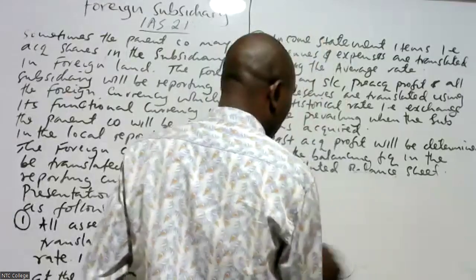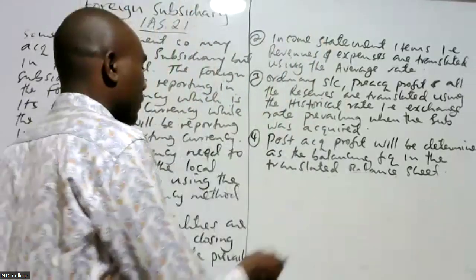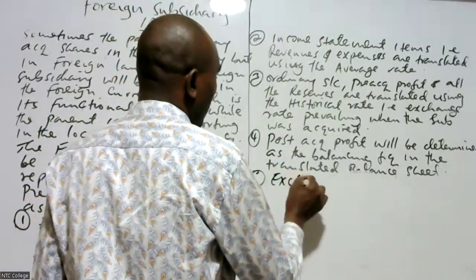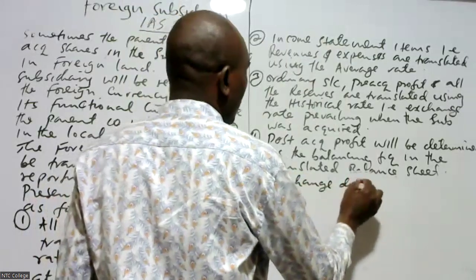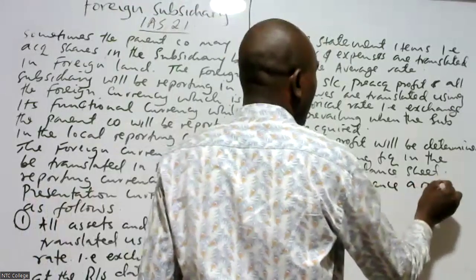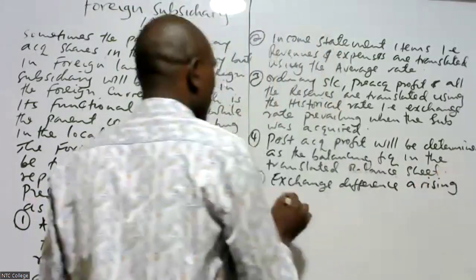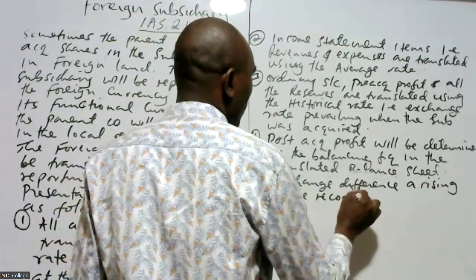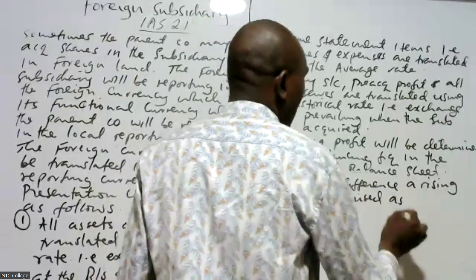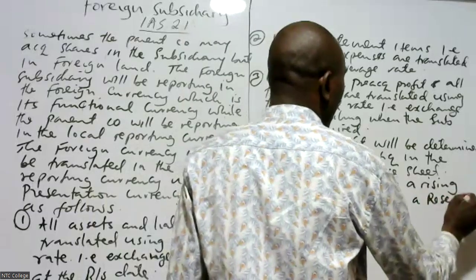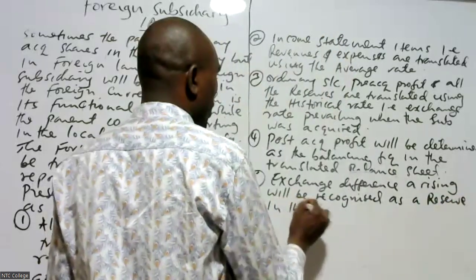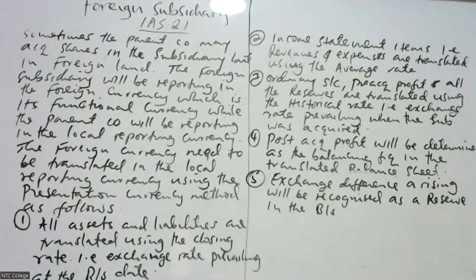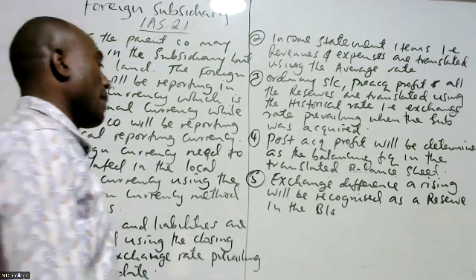Then we go to number 5, lastly. Number 5, we say, exchange difference arising will be recognized as a reserve in the balance sheet. Exchange difference arising will be recognized as a reserve in the balance sheet.